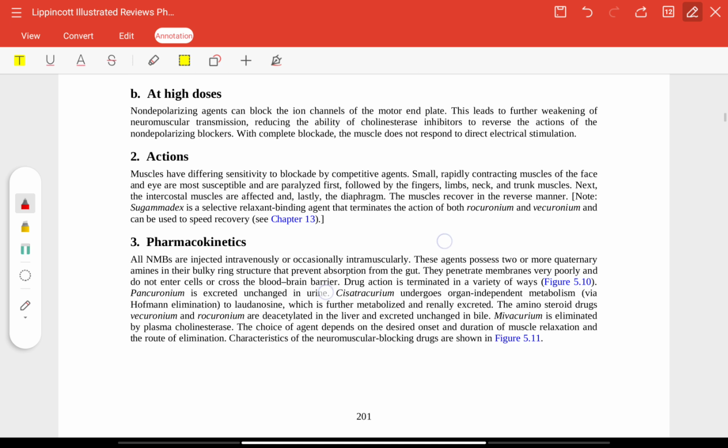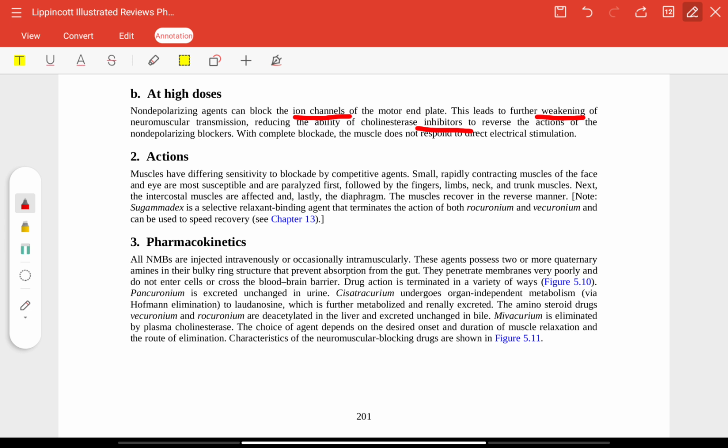Now, at high doses, what happens? At high doses, it will block the ion channels. This will lead to weakening of the transmission and reducing the ability of the cholinesterase inhibitors to reverse the action.